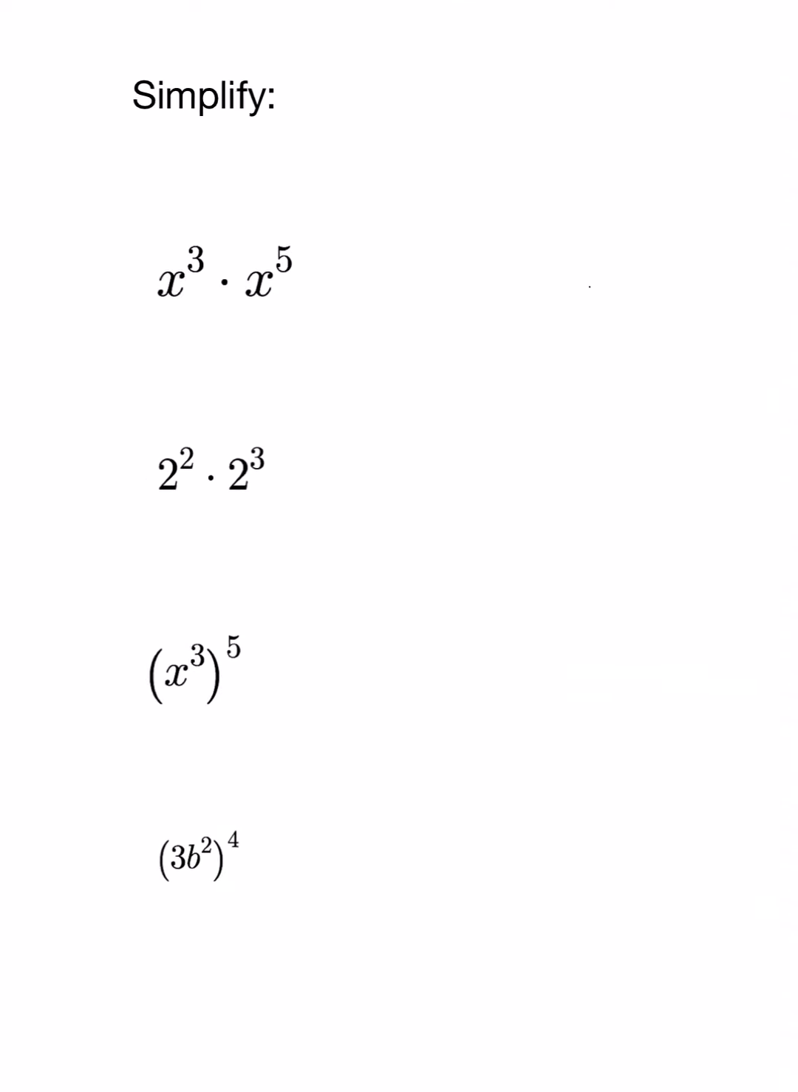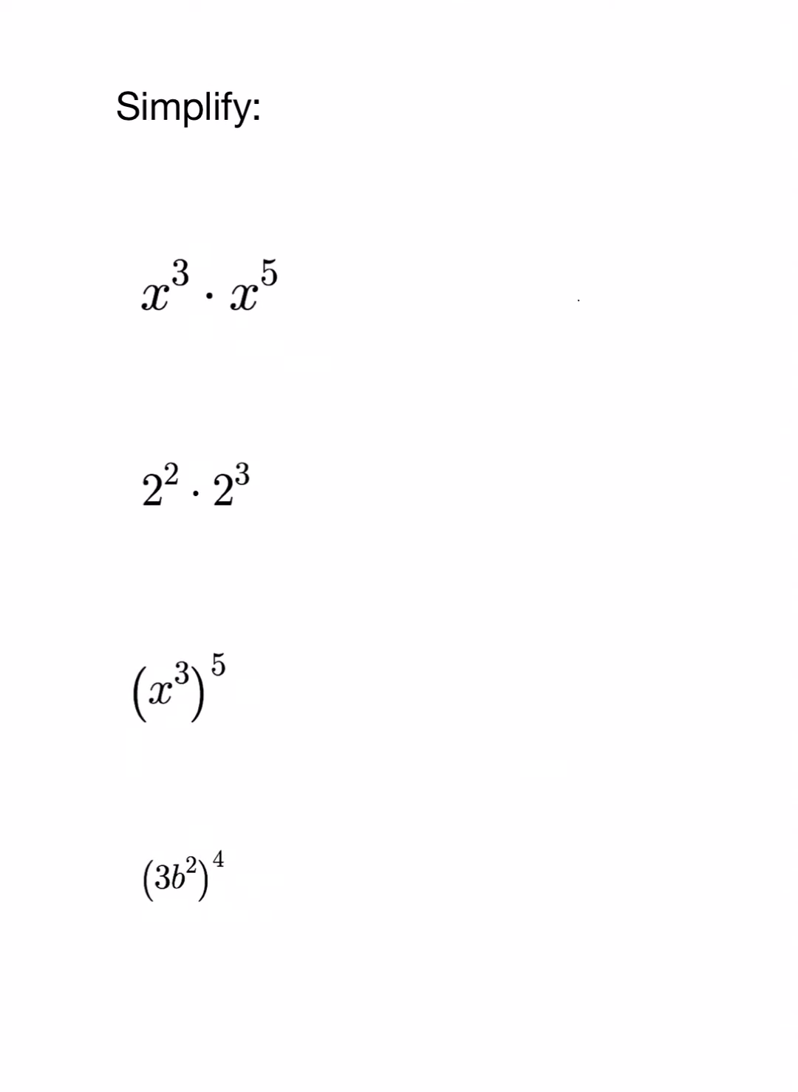Let's try a few examples together. Go ahead and pause the video and see if you can find the answers to these problems. Then check them. The answer to this first one, x cubed, is x times x times x, and x to the fifth would be x multiplied by itself 5 times. We have a total of 1, 2, 3, 4, 5, 6, 7, 8, or x to the 8th.